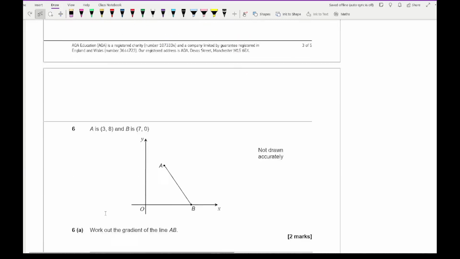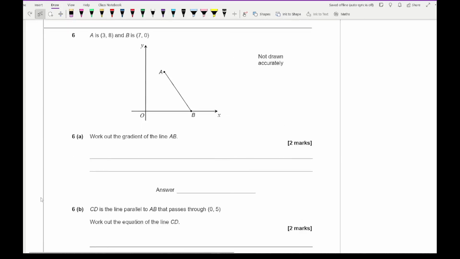Moving on to question 6, it says A is at 3, 8 and B is at 7, 0. Work out the gradient of the line AB. So for this, what I need to do is turn this into a triangle and also note the points. Now A is at 3, 8, so this is going to be 3 and this point here is going to be 8. And B is at 7, 0, so this is at 7 and this is at 0.